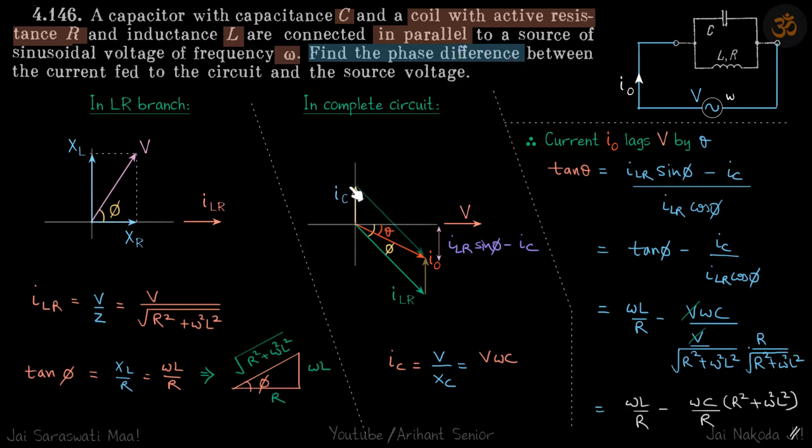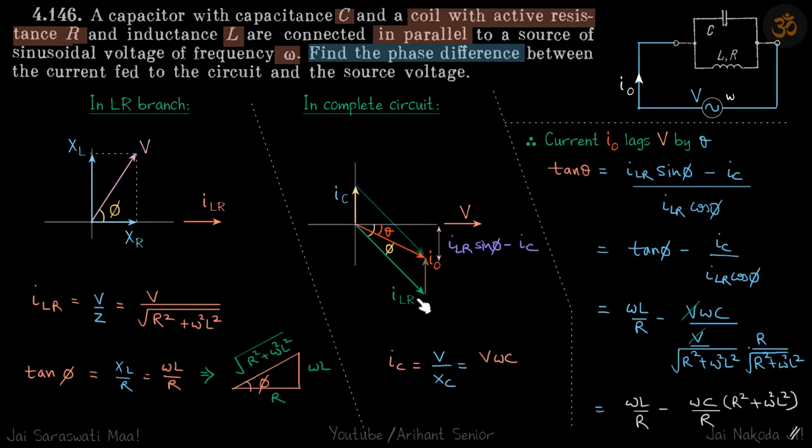So let's draw the phasor diagram for the whole circuit. For this branch, we'll have IC, which will be ahead of voltage by pi by 2. Then this is the LR branch. In this branch we have L and R, so that is inductor dominated. So that will be the fourth quadrant, so ILR will be somewhere here.